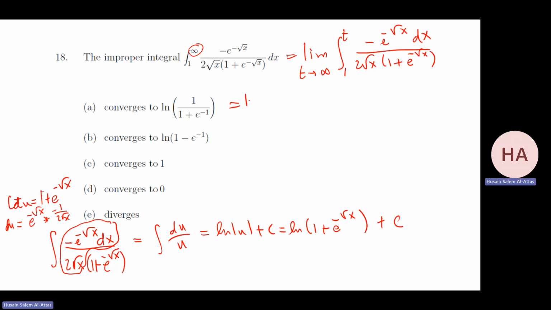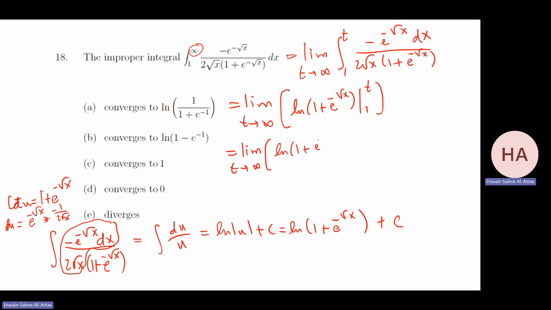Yeah, now we get rid of the integral. Now we'll do the limit. I have ln(1 plus e to the minus square root of x) from 1 to t. That will be the limit as t goes to infinity of ln(1 plus e to the minus square root of t) minus ln(1 plus e to the minus 1).